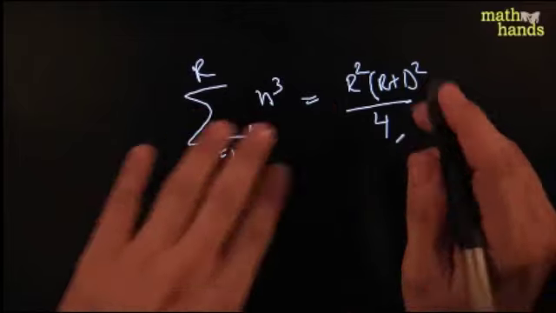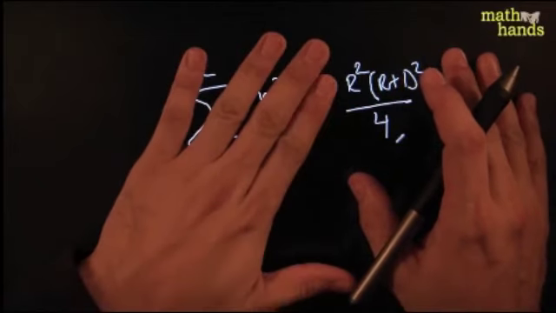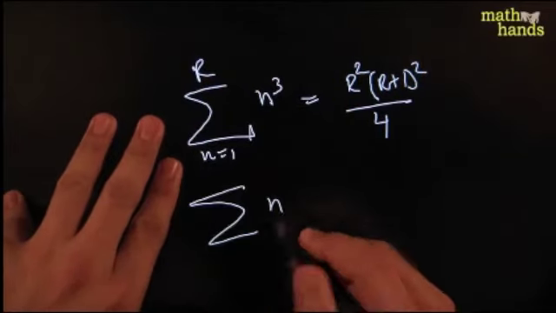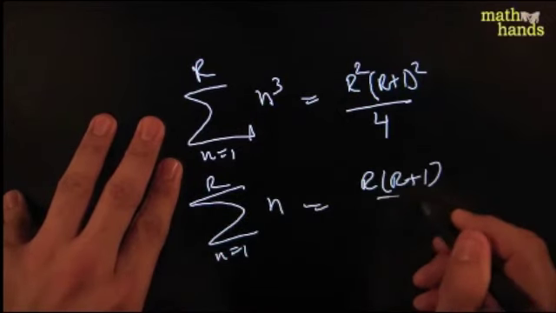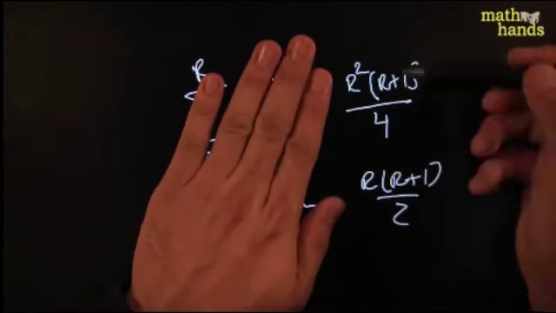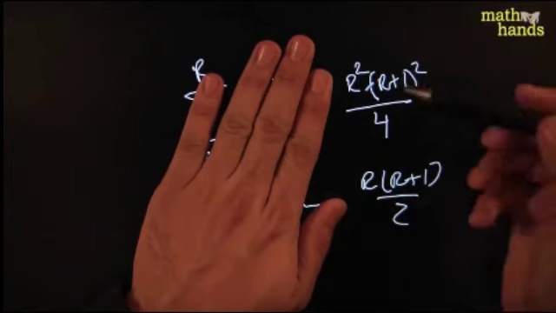I'm just kidding, not obviously. It's easy to remember because it's the square of the one for the sums. Look at this. For the plain ones, this one is r times r plus 1 all over 2. What do you notice about these two? This is the square of that. I'm just saying this is how I remember.